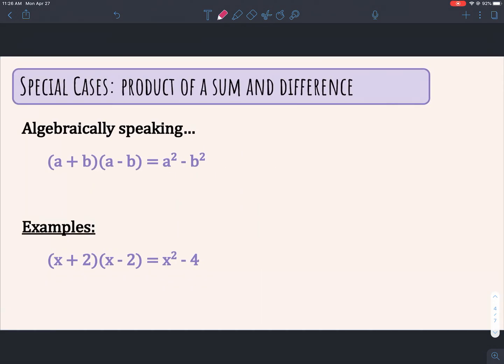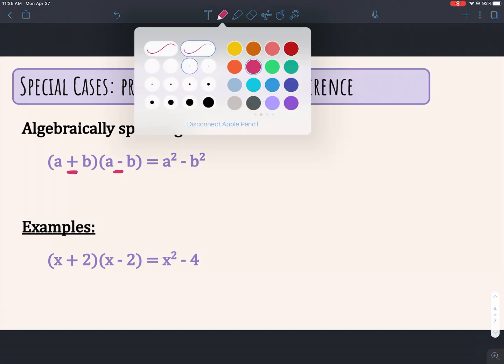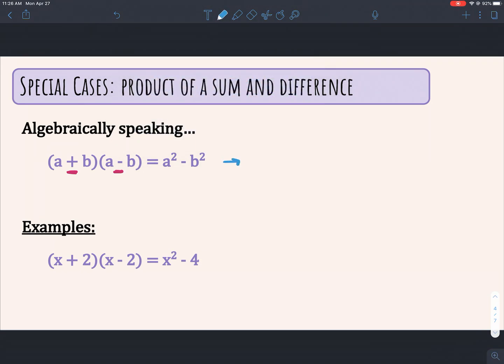The other type of special case is called the product of a sum and a difference. So this is our sum, this is our difference, and so when we actually distribute all of this, it just simplifies to a squared minus b squared. So how does that happen?